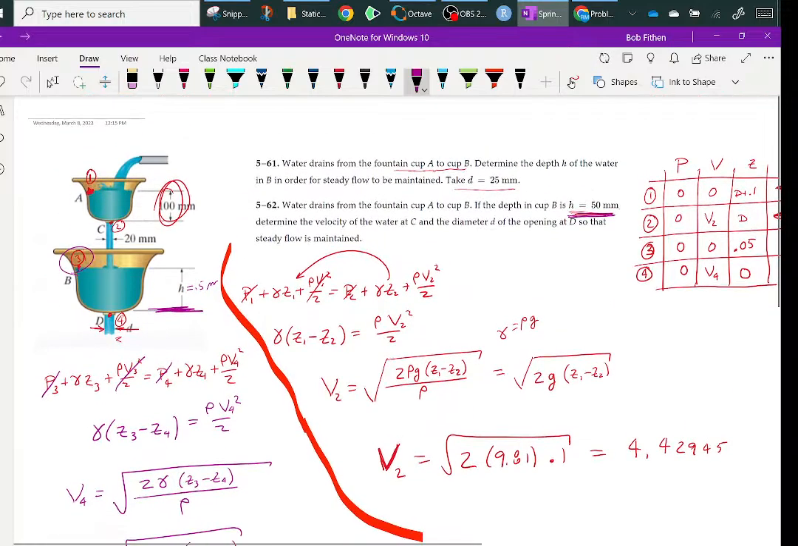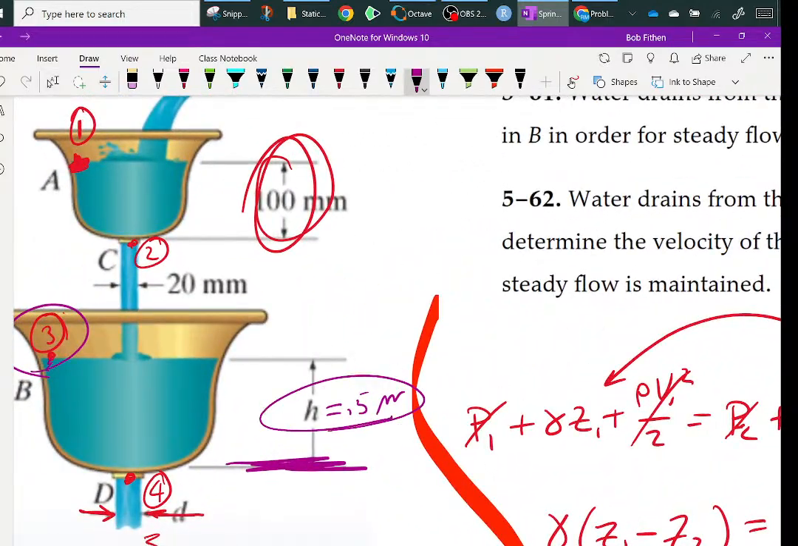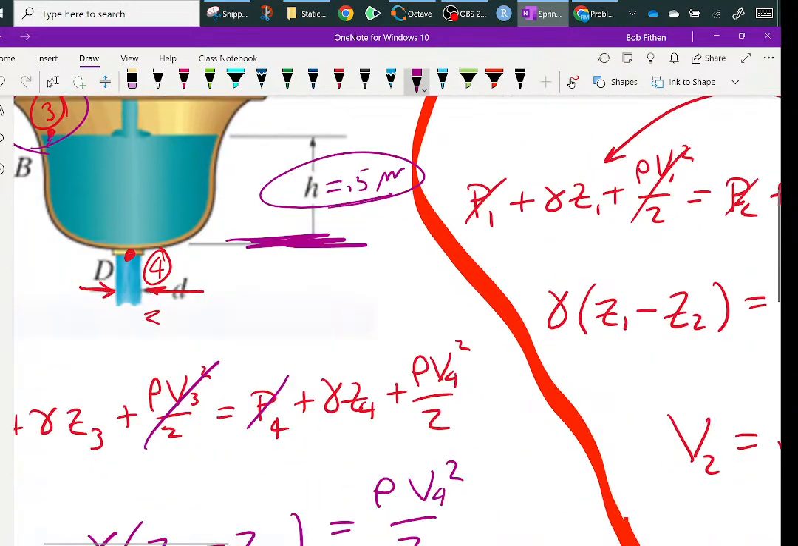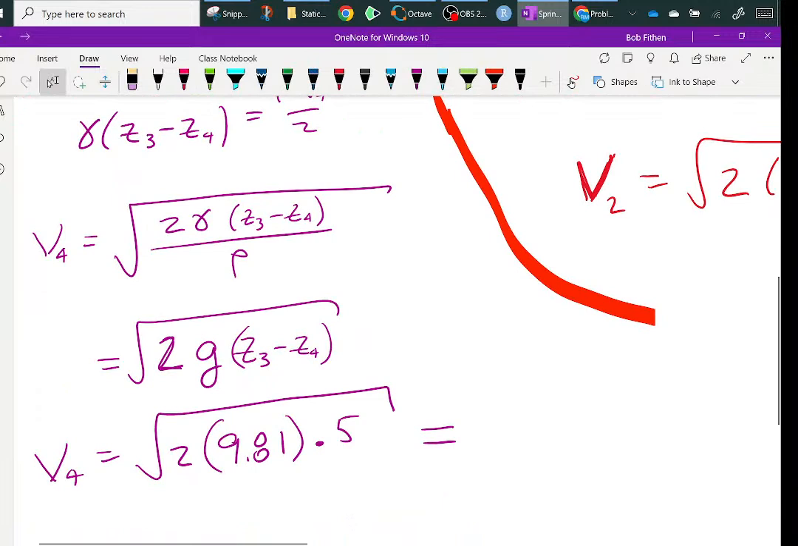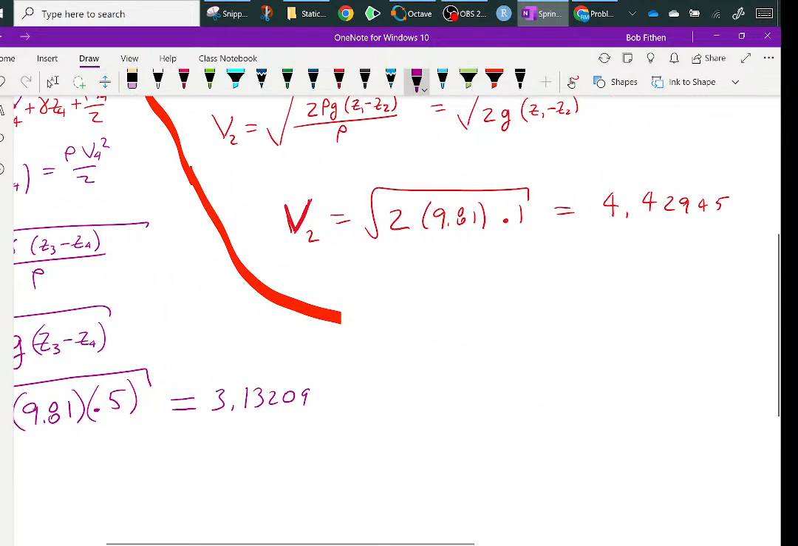Now, what's funny is that kind of makes sense. This is a shorter distance than that. So, let's see. Oh, it did not recognize the 5. Okay, let's try this again. Let's see if it recognizes that. Oh, it did that time. 3.13209. Okay. So it's going a little slower than it's going up here.